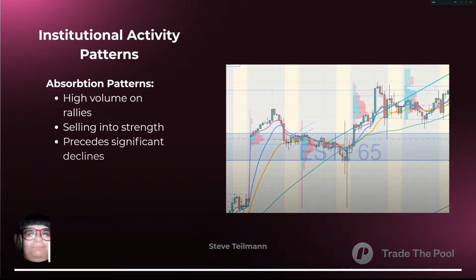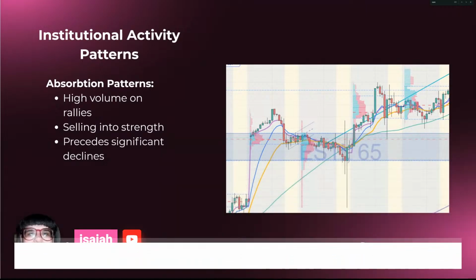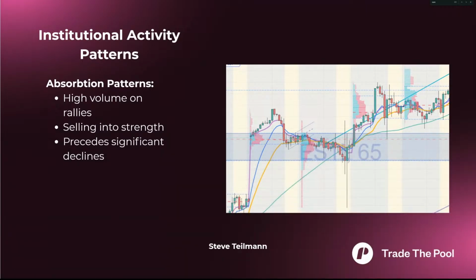Let's see, Isaiah, what is this exact indicator for the volume on the left? This is called the volume profile. This one's called the session range volume profile, and if you go into TradingView, you can look this up. It's basically saying at each level, this is how much volume was traded, buyers versus sellers. It gives you a really clean picture of the price action throughout the day.